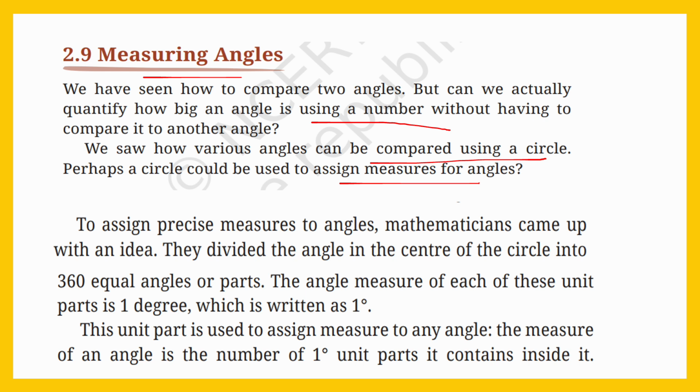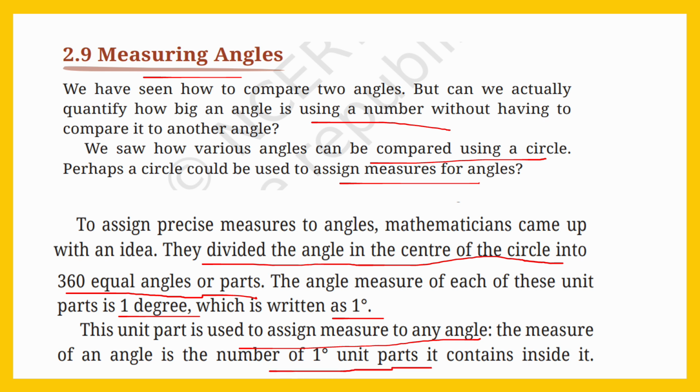We will see. To assign precise measures to angles, mathematicians came up with an idea. They divided the angle in the center of the circle into 360 equal angles or parts. The angle measure of each of these units is 1 degree, which is written as 1°. This unit part is used to assign measure to any angle. The measure of an angle is the number of 1 degree unit parts it contains inside it.